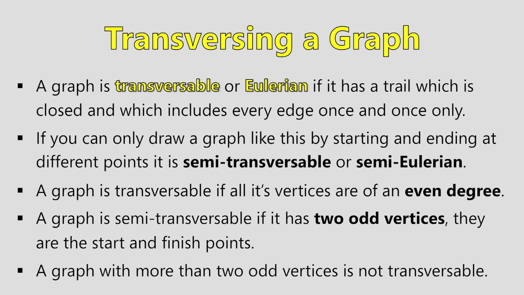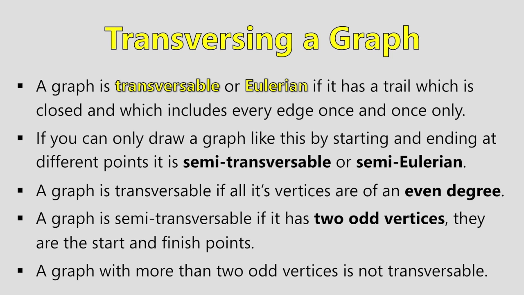Traversing a graph now. A graph is traversable, or Eulerian, if it has a trail which is closed and which includes every edge once and once only. If you can only draw a graph by starting and ending at different points, it is semi-traversable, or semi-Eulerian. I haven't really been taught this, but I'm just going to say Eulerian and you'll remember it.